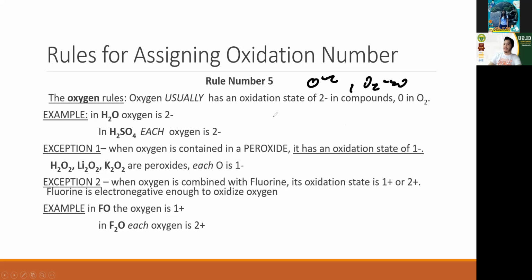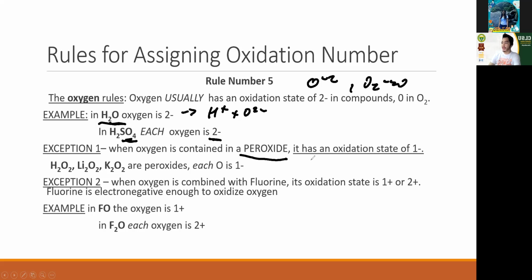So, ano ang mga examples? Kunyari, kay water, ang oxygen niya is -2. Di ba si water is H plus plus O2 negative. And then, kay sulfate, mamaya mas itatakal natin ito, pero ang kay sulfate, si oxygen is -2 din. Ang exceptions is, kunyari, meron tayong peroxide.